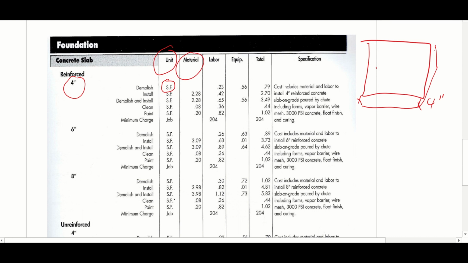We have our material cost. That's the cost of the concrete itself delivered. The labor, the cost for people to stay there and pour it in and finish it. And in this case, we're adding in something we haven't seen yet, and that's an equipment cost.